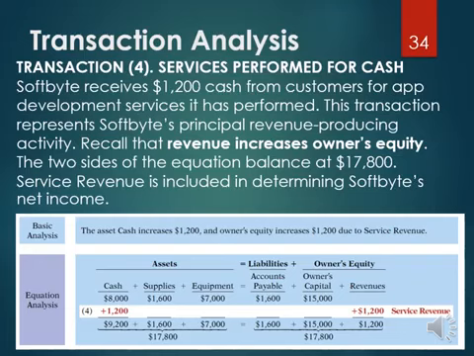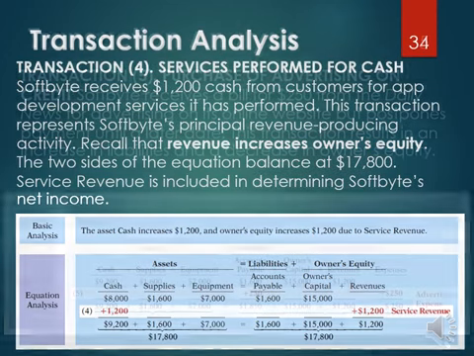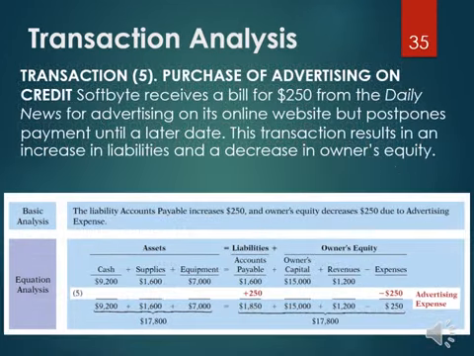Transaction 4. Services performed for cash. SoftBite receives $1,200 cash from customers for app development services it has performed. This transaction represents SoftBite's principal revenue-producing activity. Recall that revenue increases owner's equity. The two sides of the equation balance at $17,800. Service revenue is included in determining SoftBite's net income.